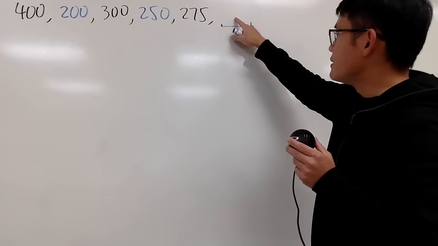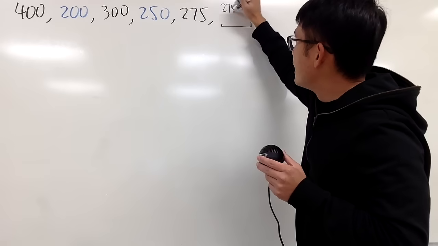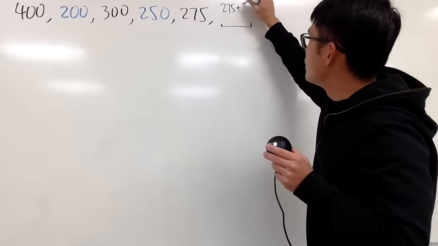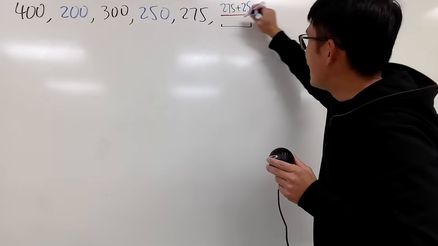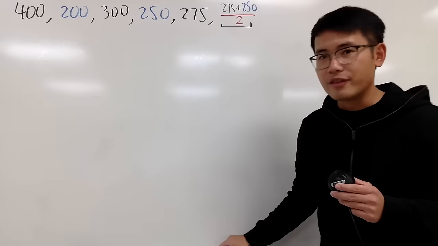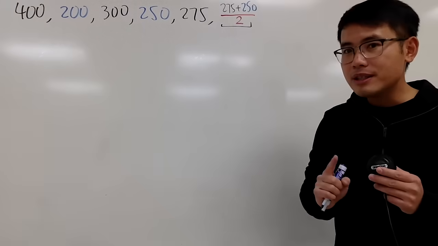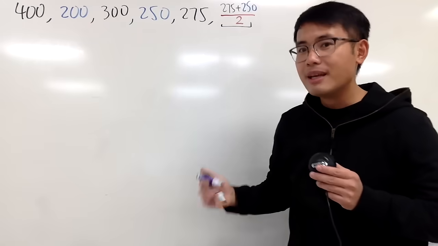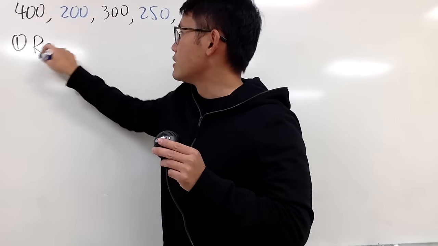So in order to figure this out, I will have to look at my previous price, which is 275, and then I have to add it with the previous, which is 250, and then to find the middle, I will have to divide it by 2, which is just the average of the previous two terms. And of course, you can work this out, but notice this term can be based on the two previous terms, right? So we can come up with a recursive formula to solve this. So this is the recursive way.